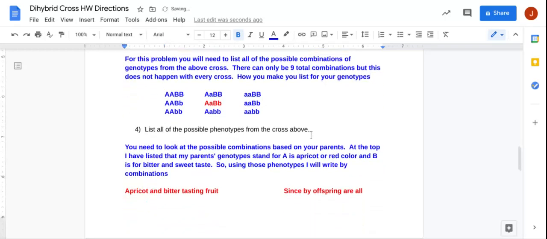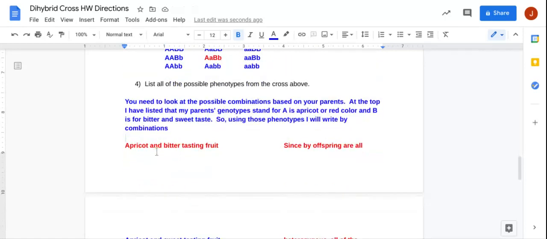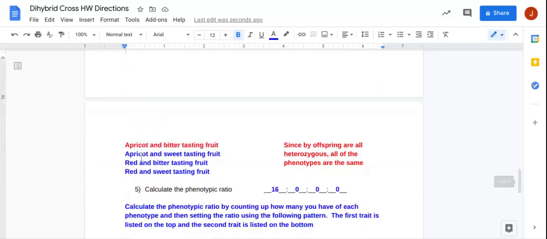Okay, list all the possible phenotypes for the cross above. I'm running out of space, so I'm going to move that down. You need to look at the possible combinations based on your parents. At the top, I listed my genotypes. So A stands for apricot or red color, and B is for bitter or sweet taste. So using those phenotypes, I have 4 combinations.